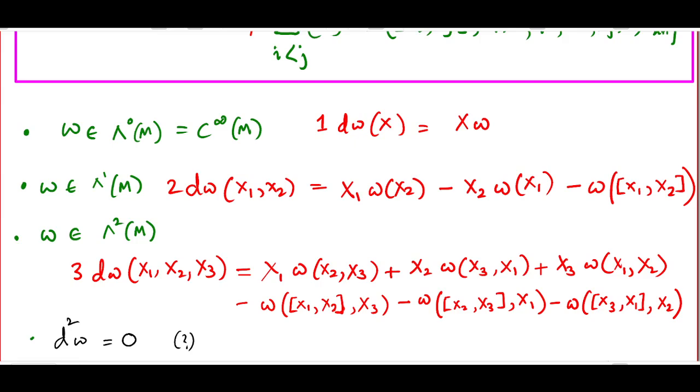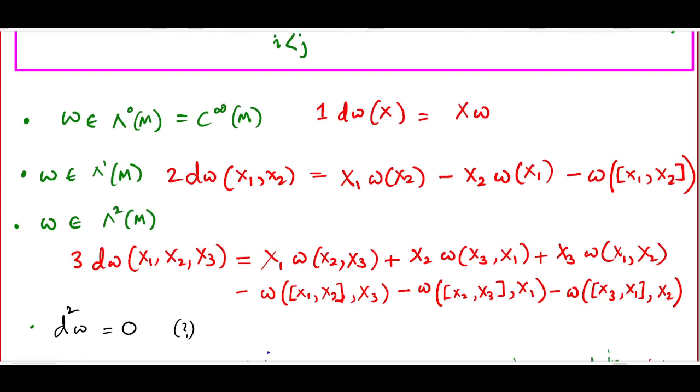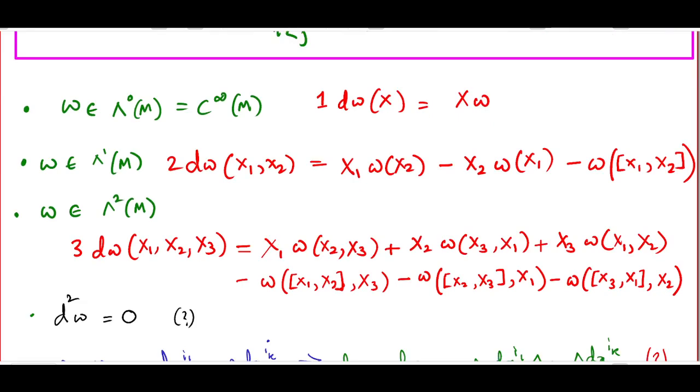From that, we sort of speculated that d square omega could be 0 for all omega, that is d square vanishes and d is what is called a nilpotent operator. But note that I have put this within question marks here simply because we don't know that for sure. We have just seen that to be true for the cases where omega is a zero form or a one form.